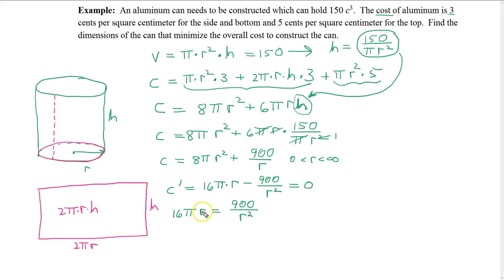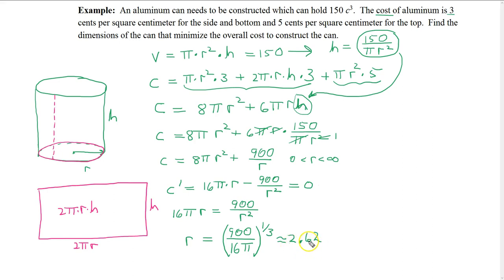Taking r squared over here, combining with this r, dividing the 16 pi over, we get that r cubed is going to be 900 over 16 pi. And then solving this for r, just taking the cube root of both sides, we get that r equals 900 over 16 pi to the 1/3 power, or the cube root of this. And if you evaluate that on your calculator, that's approximately 2.62, and that would be in centimeters.